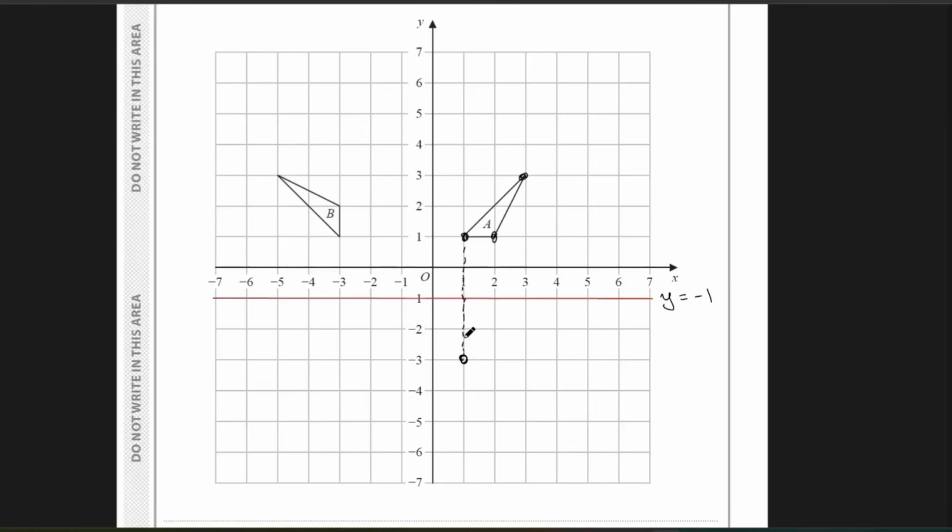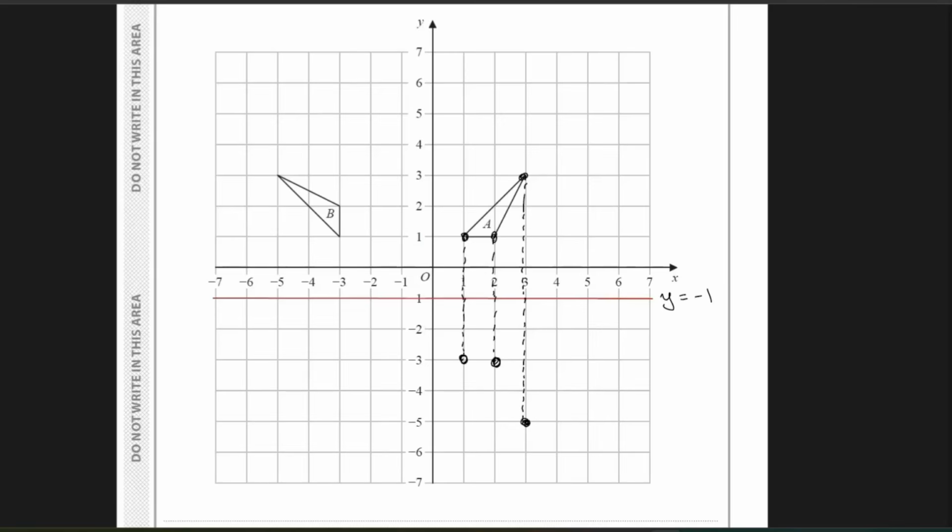So the corresponding vertex should be here. We can do the same for the second vertex, should be here. So the third vertex is 4 units away. The vertex on the image should also be 4 units away from the line. So the third vertex should be here.